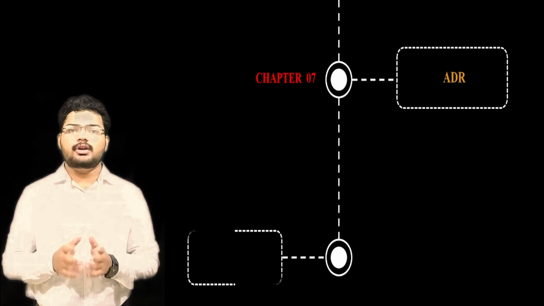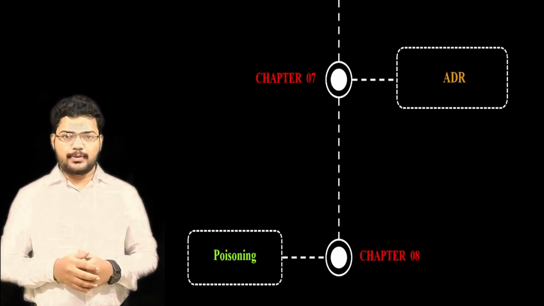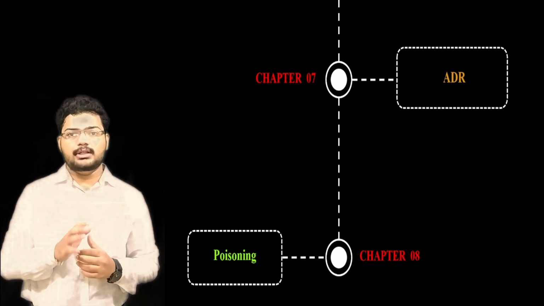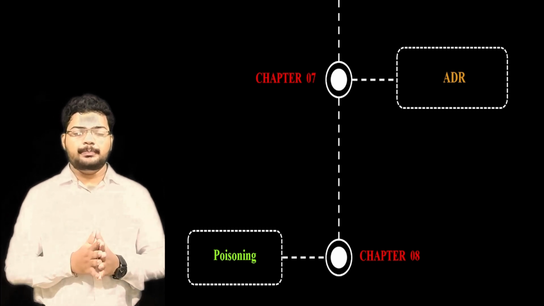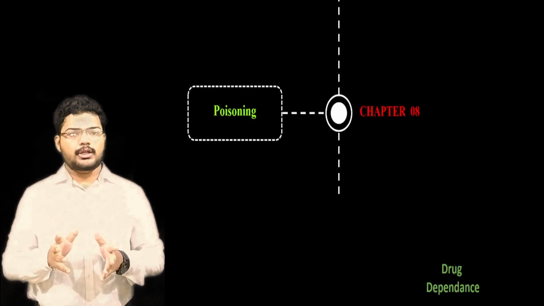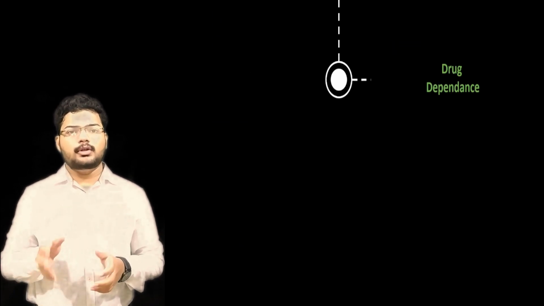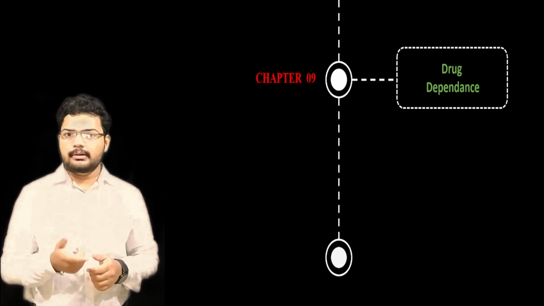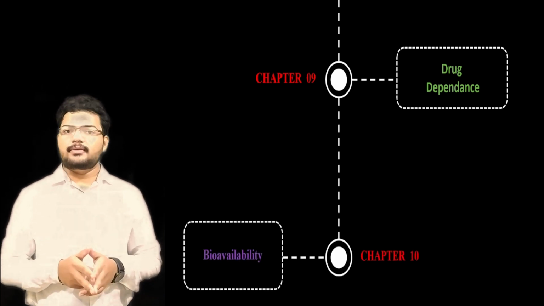Next, we will discuss drug dependence, drug abuse, addictive drugs and their treatment, and the complications which are there in this treatment. Next, a very important chapter is bioavailability. We now all know what bioavailability is, but we will discuss what bioavailability is and also the factors affecting bioavailability.